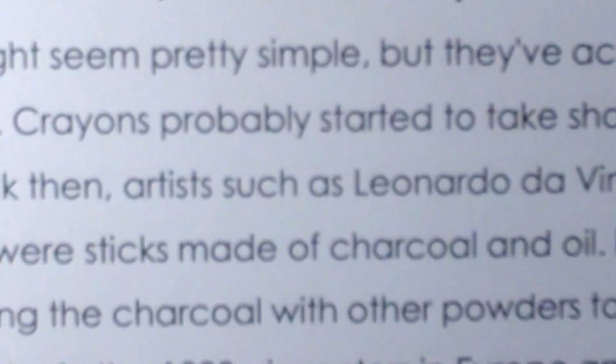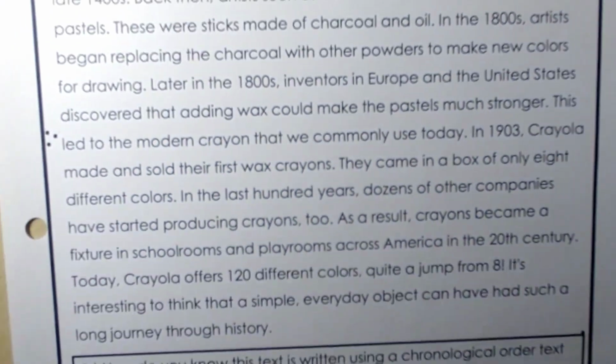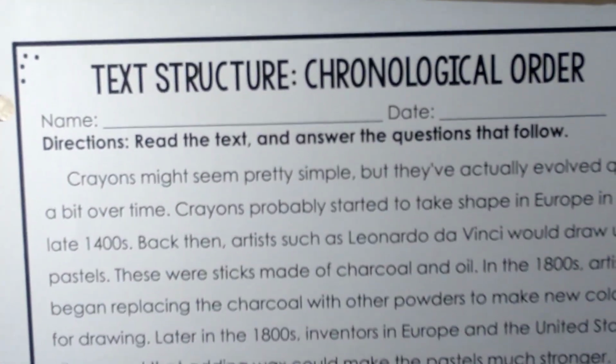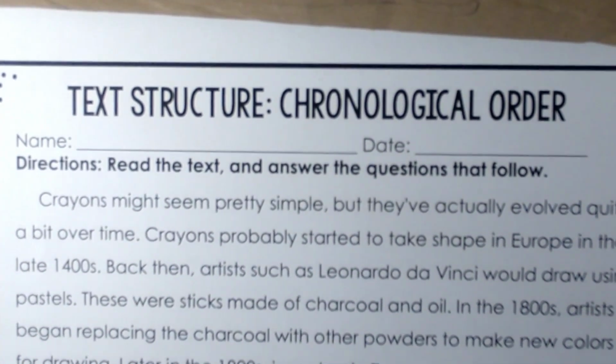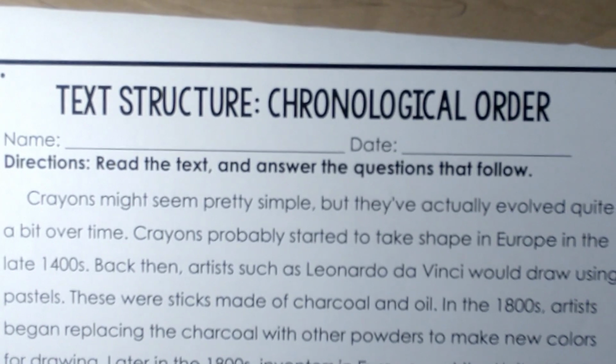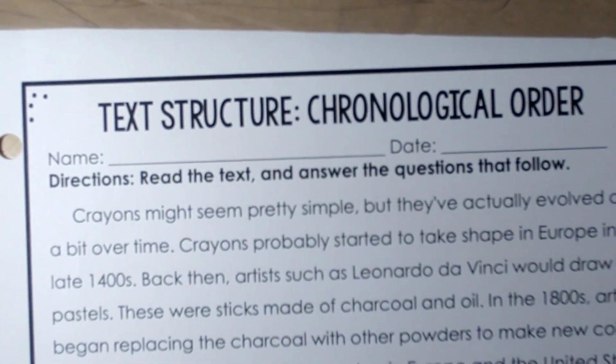So the second time I'm going to read it, I'm going to look for any key words that show chronological order, and dates or times or anything that would help me determine if this is chronological order.